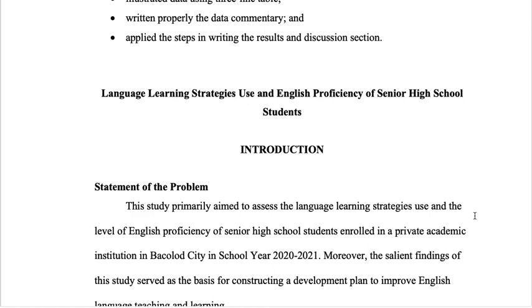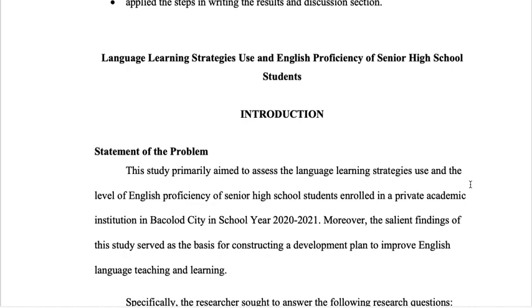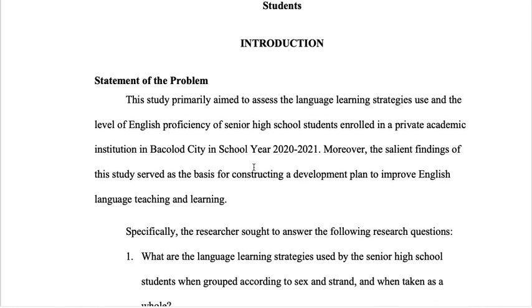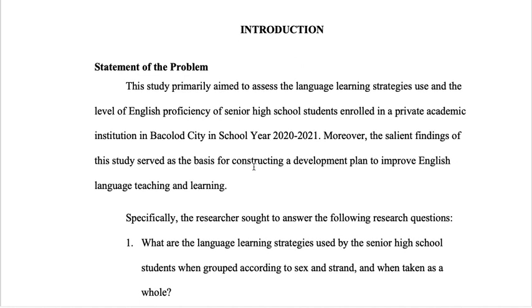This afternoon, our featured research manuscript is titled Language Learning Strategies Use and English Proficiency of Senior High School Students. Before we go to the results and discussion portion of this paper, first things first, let us have some few sections of the introduction and methodology. All right, let us begin with the statement of the problem of the featured research paper.